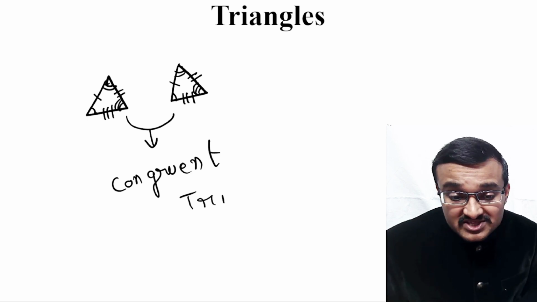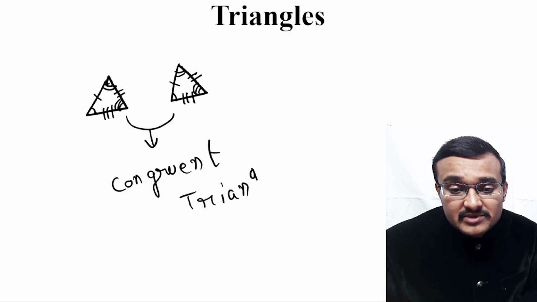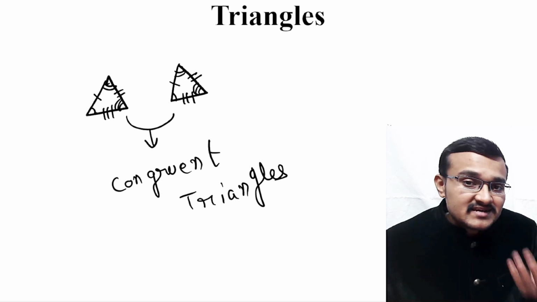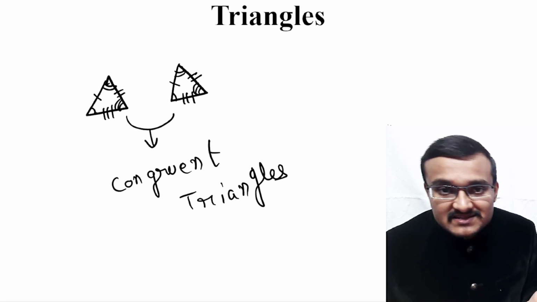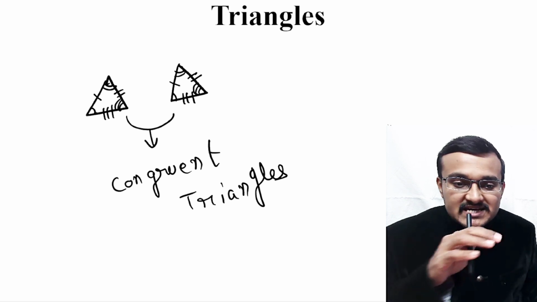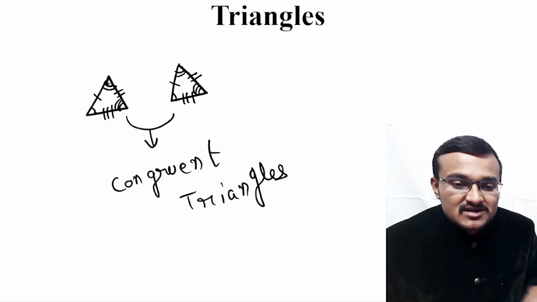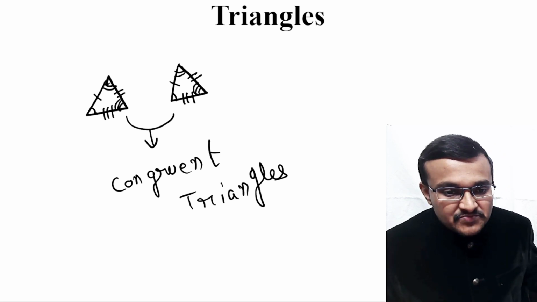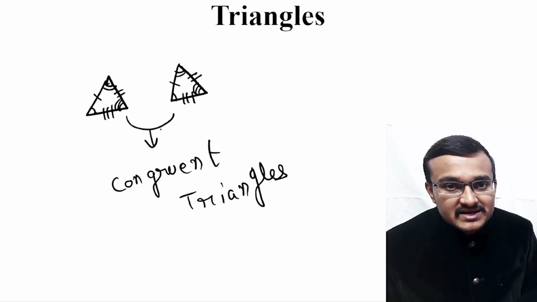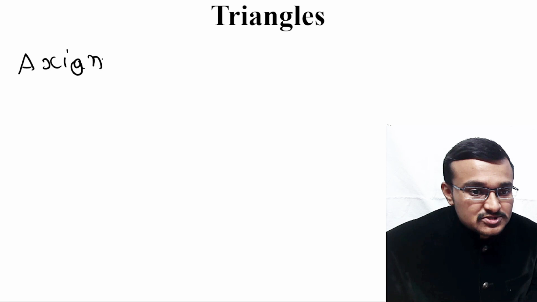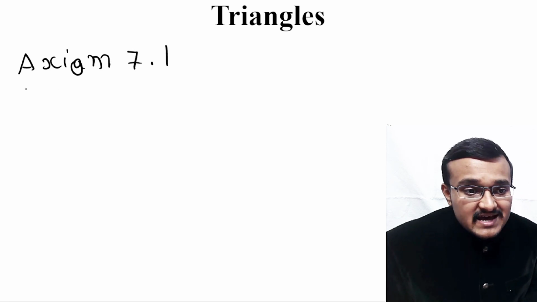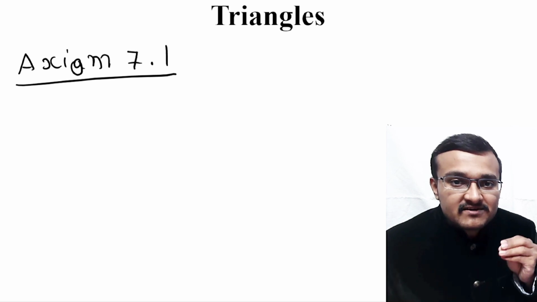So based on this particular concept, we will be looking into different axioms and theorems, that is the SAS axiom or the ASA theorem. So all those things we will be learning in this particular chapter. So this entire chapter will be based on this congruence concept. Now, in order to prove two triangles are congruent, you have one axiom. So now we are looking into the first axiom in this chapter, that is axiom 7.1.